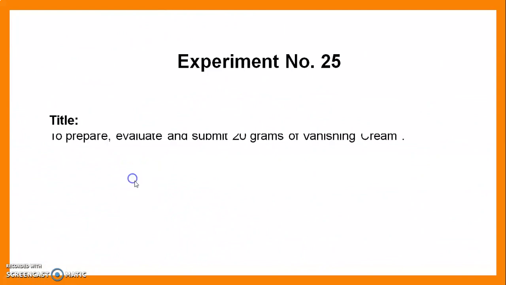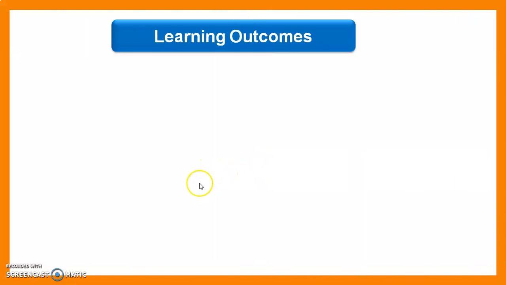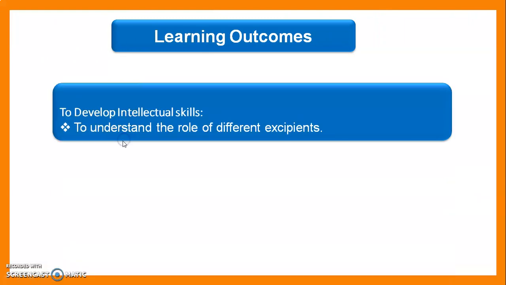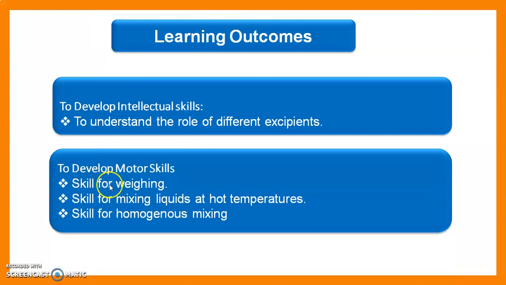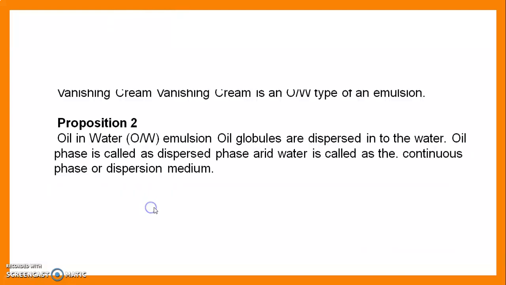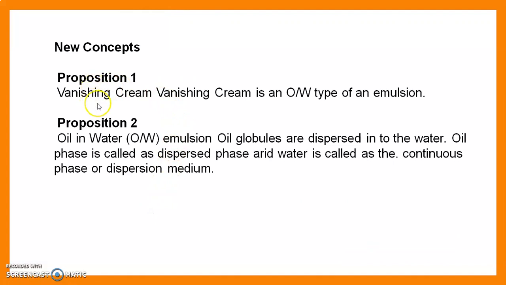Title of our experiment is to prepare, evaluate and submit 20 gram of vanishing cream. Learning outcomes of today's session: after watching this video, students should be able to develop intellectual skill such as to understand the role of different excipients, to develop the motor skill such as skill for weighing, skill for mixing liquids at hot temperature, skill for homogeneous mixing. Then we see the new concepts regarding this experiment.